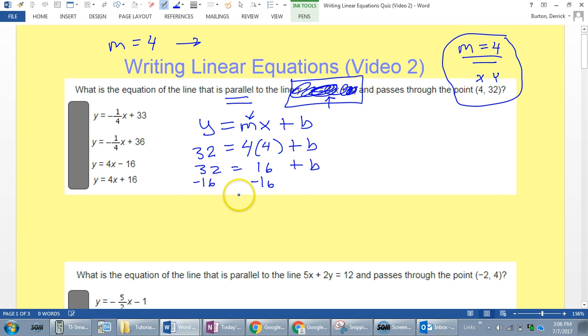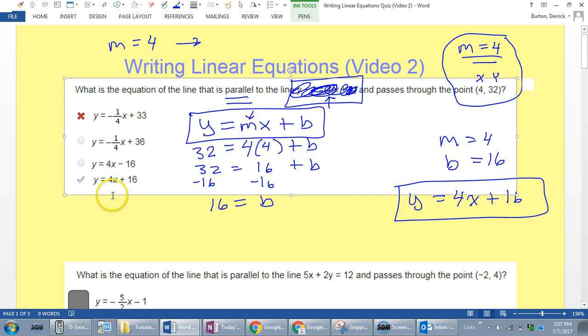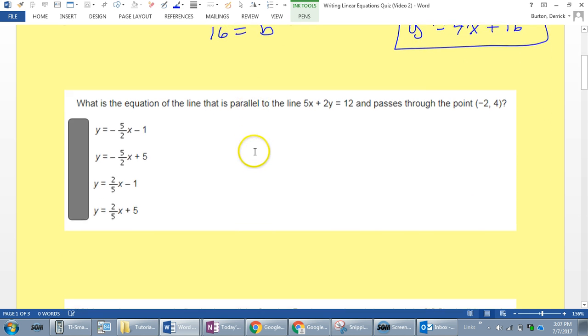And then I just have to subtract 16 from both sides. So 32 minus 16 is 16. Now I have the slope, which is 4, and I have the y-intercept, which is 16. Put it all together using our y equals mx plus b model. So that'll be y equals 4x plus 16. So the answer should be this bottom one. Should be. Yep. Okay.